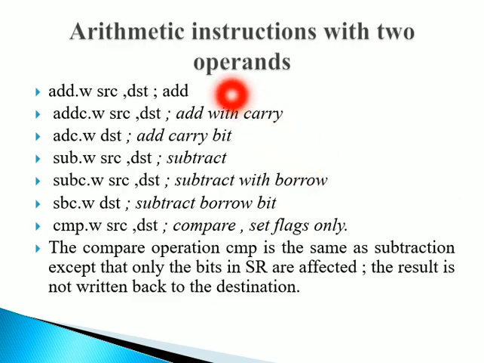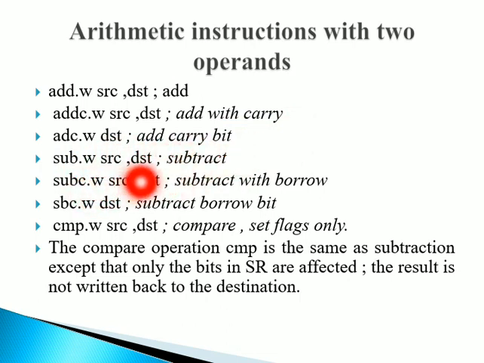Next is arithmetic operations with two operands. add.w source, destination, means you are adding the two values. addc.w source, destination, means you are adding the two values along with the carry. Now adc.w dst means add the carry bit.